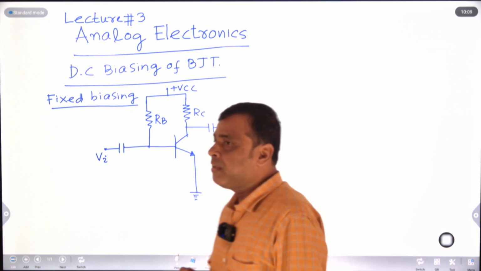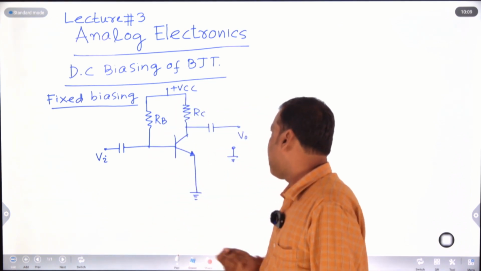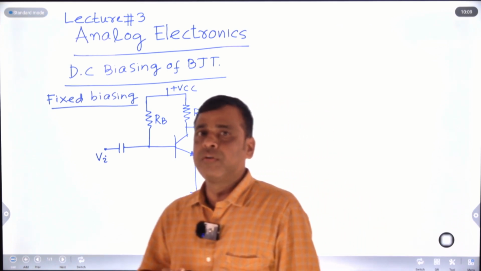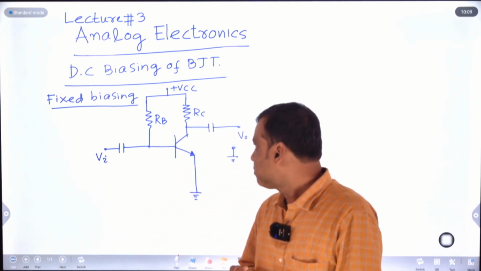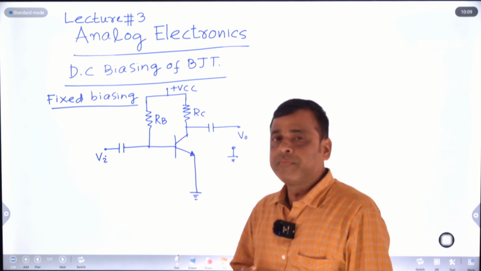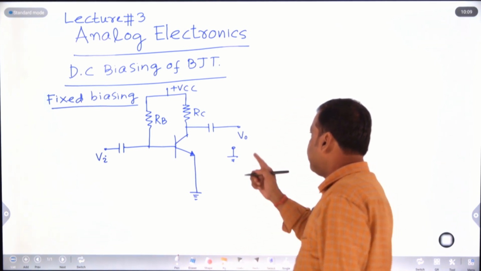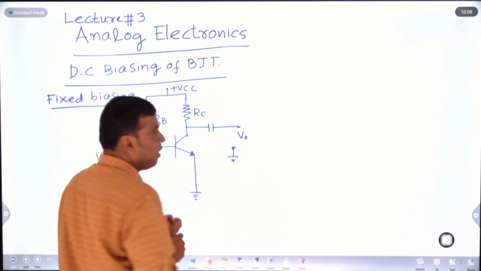Then we will analyze how stable our Q point is by means of the stability factor. Today we will discuss fixed biasing of BJT, the bipolar junction transistor. So this is your fixed biasing circuit of BJT.